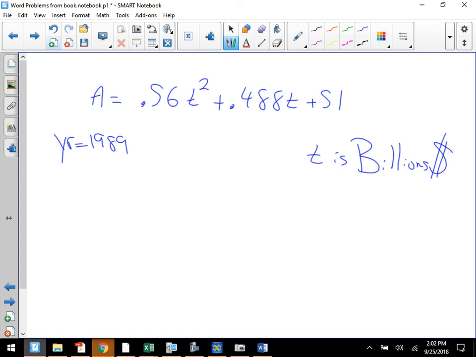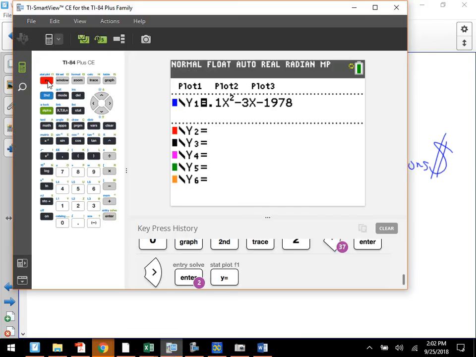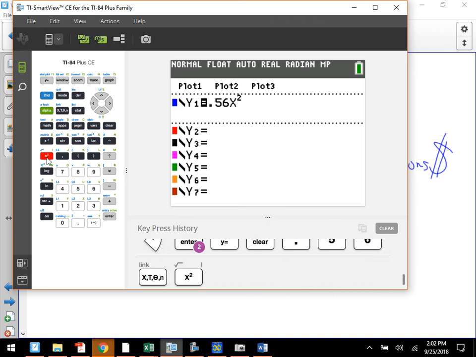Okay? Now, here's what happens. Take your calculator out, put that in your y equals: 0.56x squared plus 0.488x plus 51. And now I don't care about the graph, because if you read the question, it's asking us approximately what year were sales 60 billion? When did they reach 60 billion?